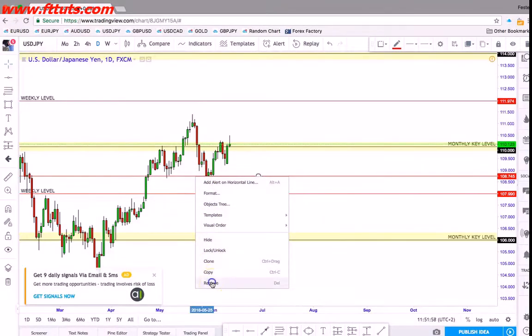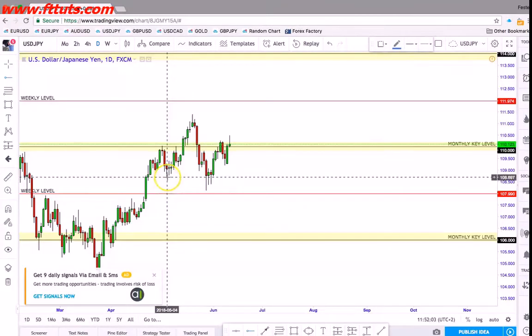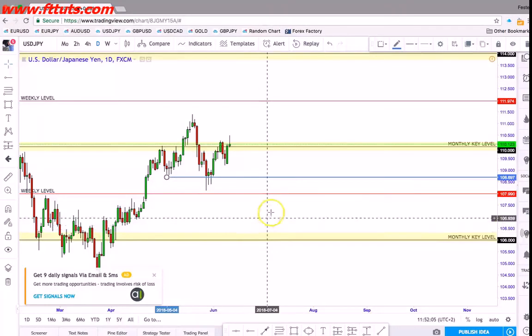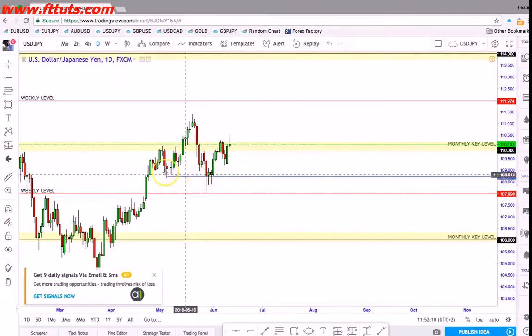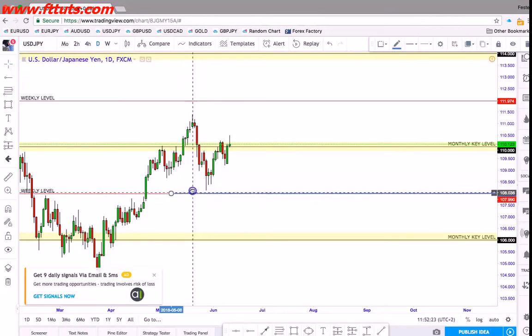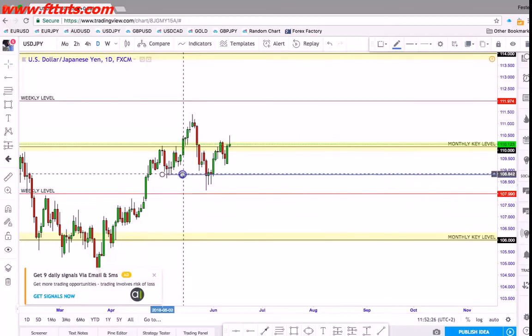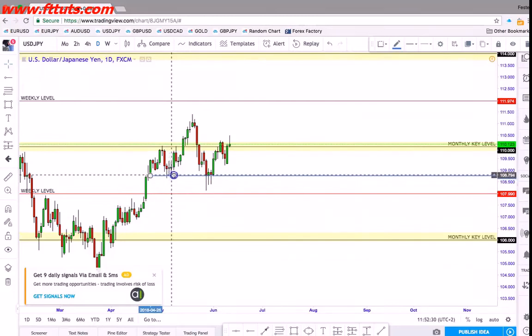sorry guys, remove horizontal ray. I would draw it like that, you see, because it's touching 1, 2, 3, 4, 5 weeks. If let's say this area of support was like this, it wouldn't make sense to draw your daily key level so close to your weekly because there's already a weekly key level here. But this is slightly further away from that weekly. So we can draw it over here, right?